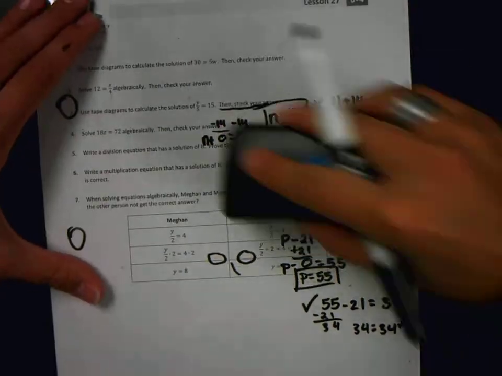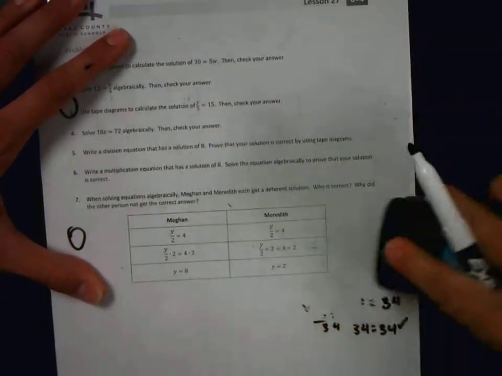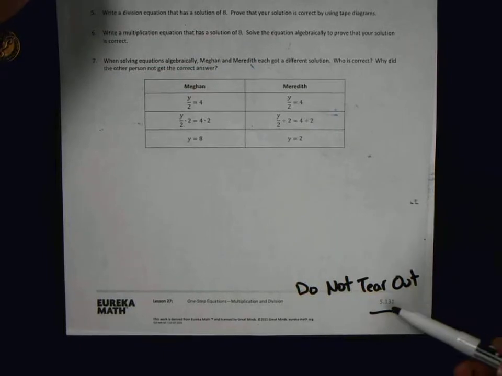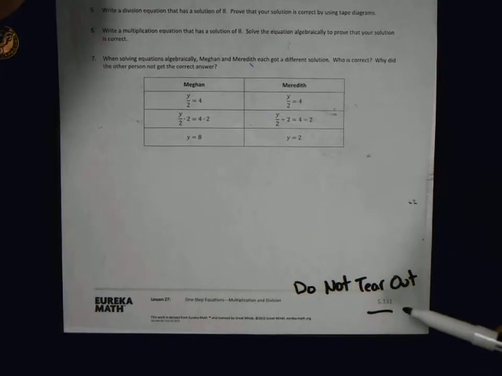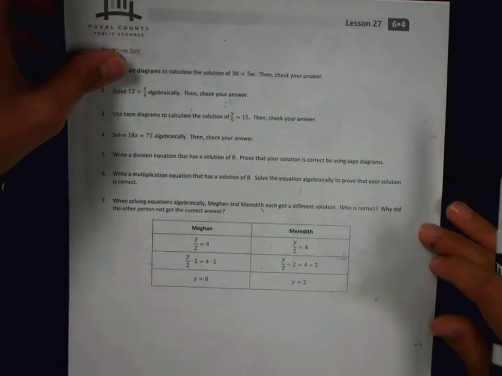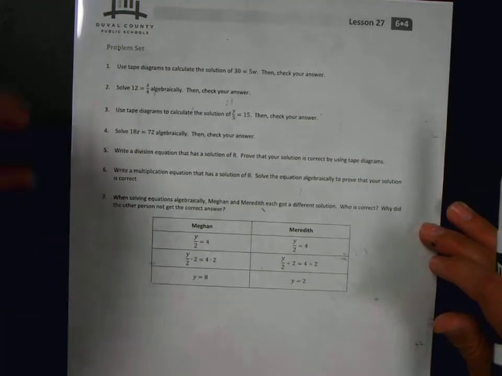All right, so we're on lesson 27 at the very top. We are on page 131, and again, do not tear out. We're just working in it. For this one, I only want to work with a couple of these. Let's do number 2, and we're going to do number 7.